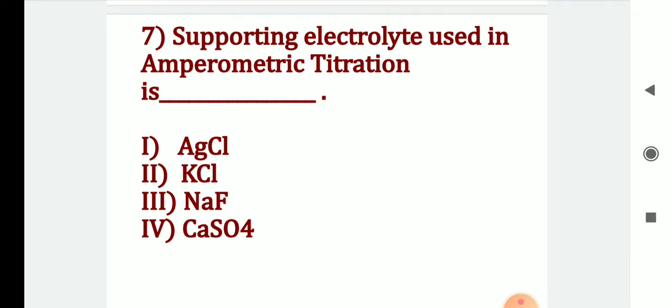The supporting electrolyte used in amperometric titration is AgCl, KCl, NaF or CaSO4. AgCl and CaSO4 are precipitates, so they cannot be used as electrolytes. Sodium chloride is highly reactive, and is not commonly used. It is KCl which is used as a supporting electrolyte. So the correct answer is the second one.